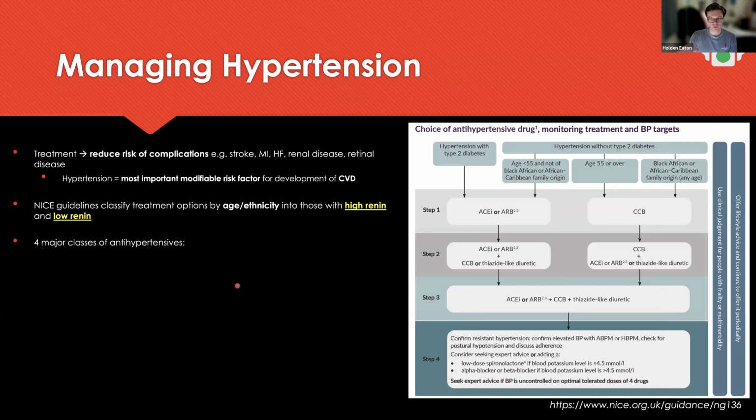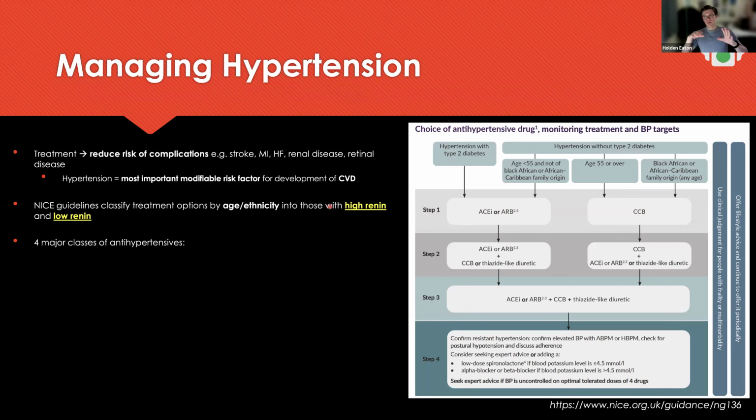On the right, I've got this flow chart from the NICE guidelines, which I was talking about earlier. It gives you a nice and easy way to remember how we treat hypertension, from first-line drugs. That's more clinical and not super useful for preclinical. But what is useful to think about is that they've divided people into either high renin or low renin individuals based on their age, ethnicity, and diabetes risk factors.